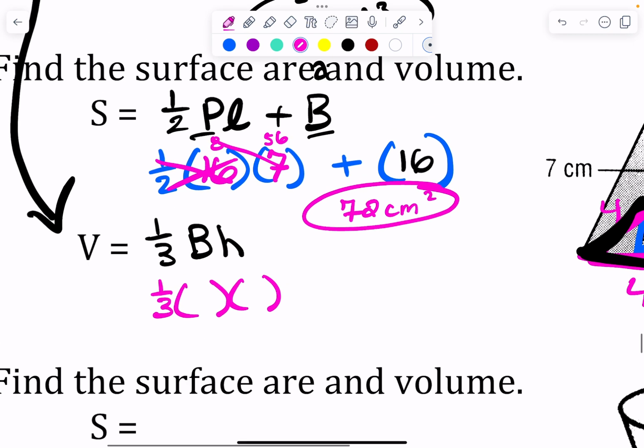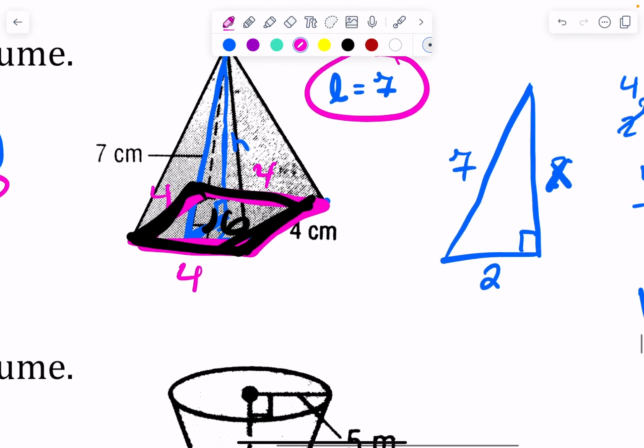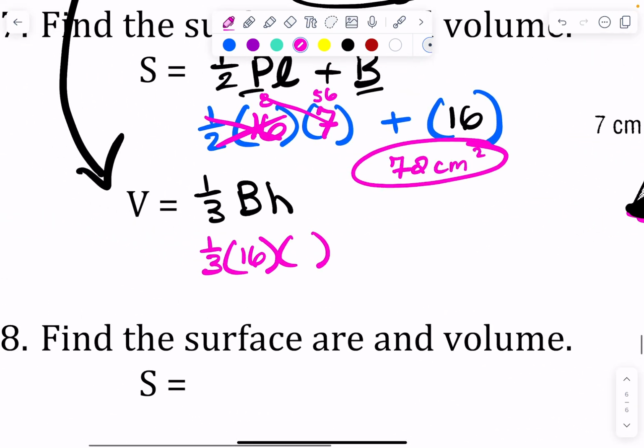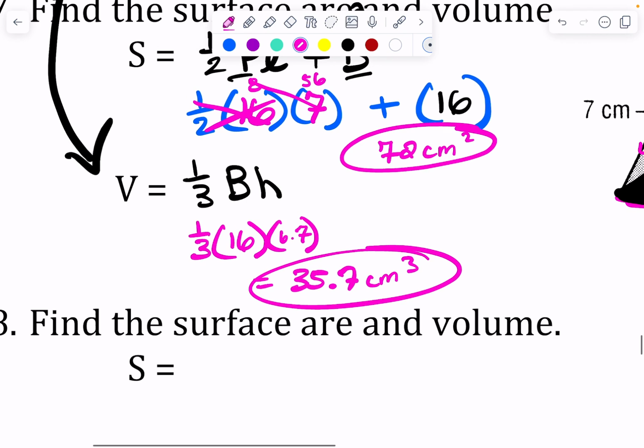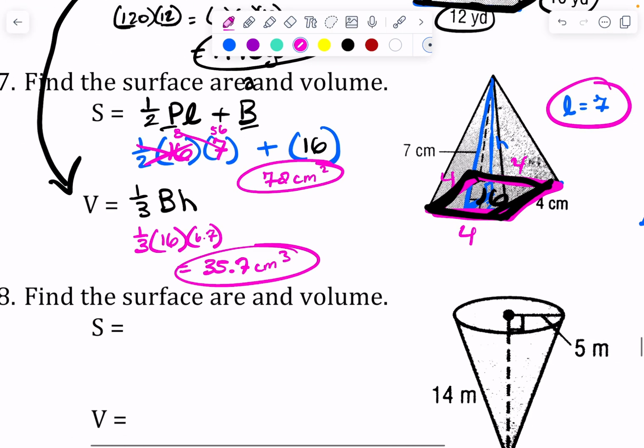All right, capital B we said was 16. Hey, guys, did you hear what I just said? Sorry. Height is the 6.7 number. That's what we need for height. So I'm going to go 1/3 of 16 times 6.7 is 35.7, and that is in centimeters cubed. That's what it is. So that's the volume of that guy.